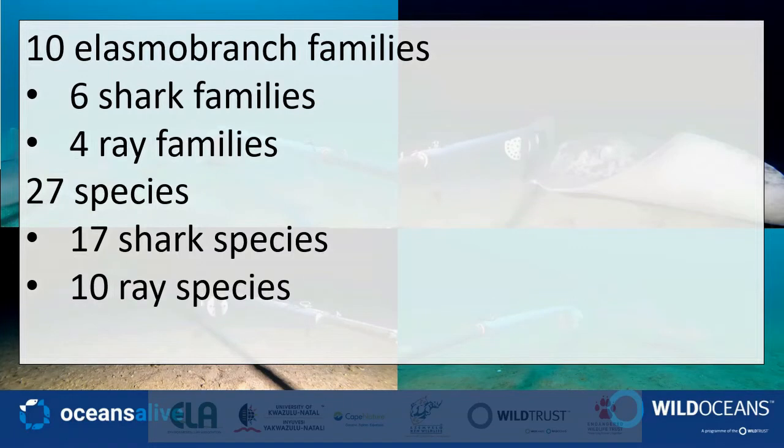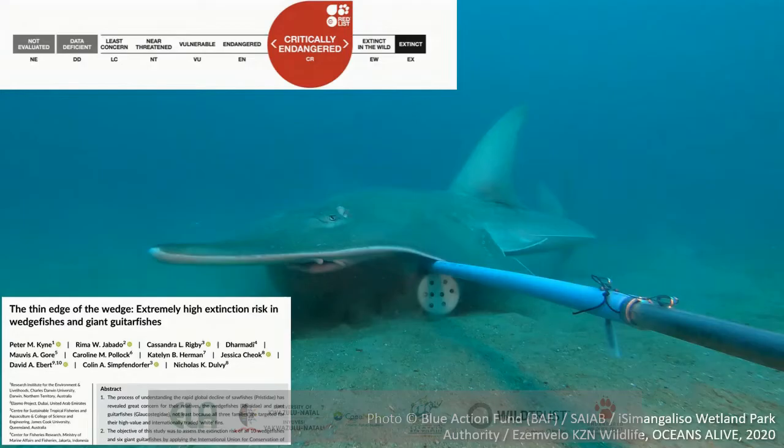I'd like to end with some of the detections of species of key conservation and management interest from the 10 families and 27 species of elasmobranchs detected in the data set so far. We've already spoken about the white-spotted wedgefish, but it's a species that represents one of the most threatened groups of rays within the elasmobranch group.